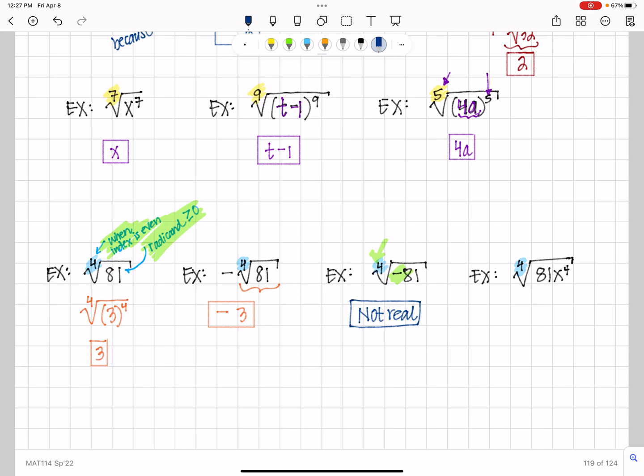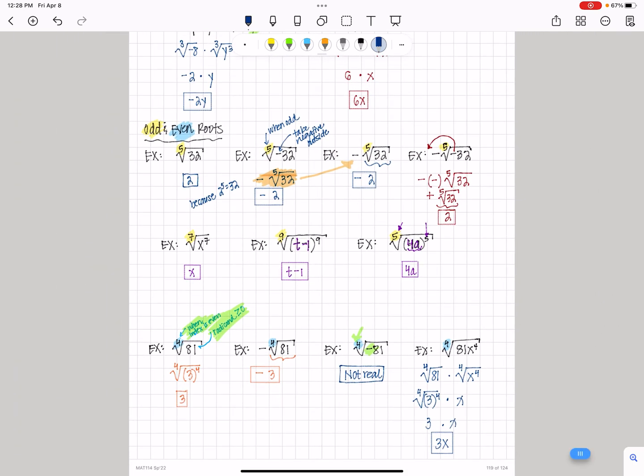And then the 4th root of 81 x to the 4th, I'm going to separate it out. The 4th root of 81 times the 4th root of x to the 4th. Well, the 4th root of 81 is the same thing as the 4th root of 3 to the 4th, which is 3, times the 4th root of x to the 4th, which is x. 3 times x is 3x. Voila. And that concludes our series of videos on square roots, cube roots, all sorts of odd and even roots of numbers.